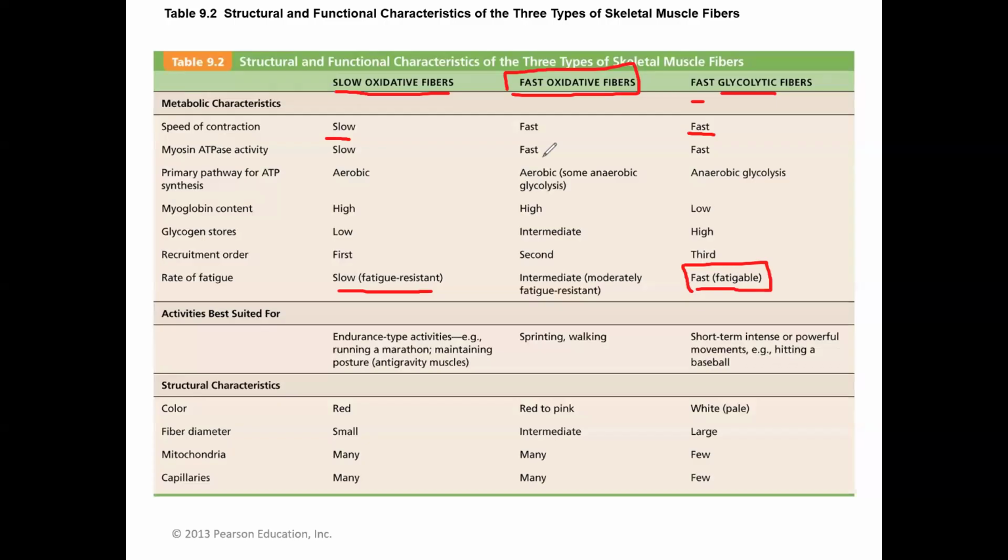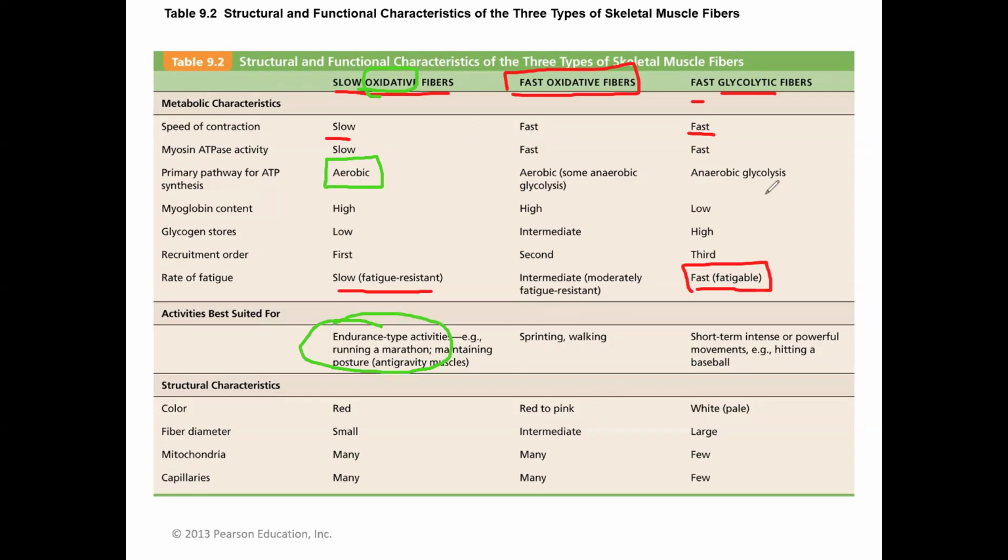All right, what are some other things you can compare? How do they make their ATP? Oxidative. That means that the slow oxidative are making their ATP aerobically. It means you're getting enough oxygen to the cell. Therefore, you don't get tired as easily, and you could sustain an activity for up to hours. Think of maybe like a marathon.